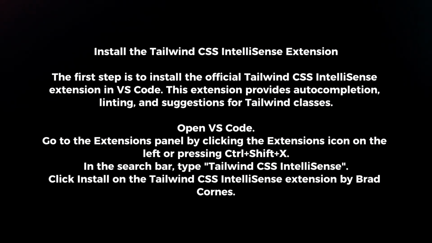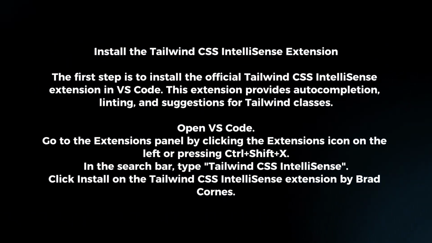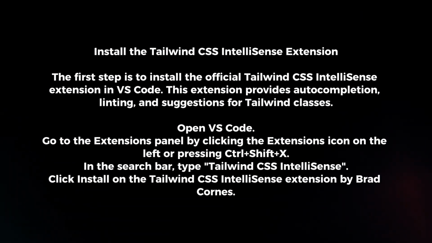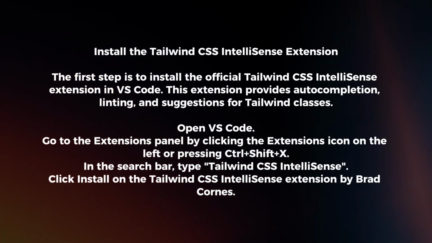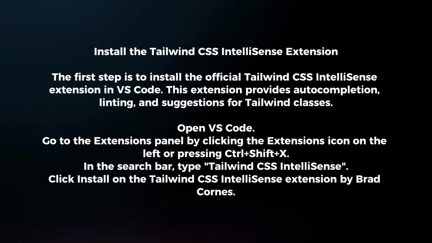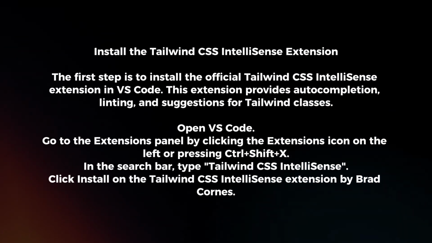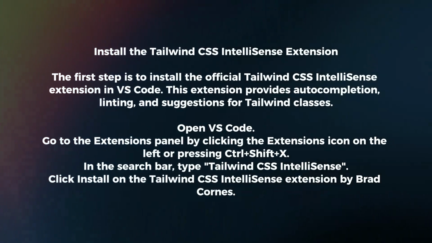Open VS Code. Go to the Extensions panel by clicking the Extensions icon on the left or pressing Ctrl+Shift+X. In the search bar, type Tailwind CSS IntelliSense. Click Install on the Tailwind CSS IntelliSense extension by Brad Cornes.